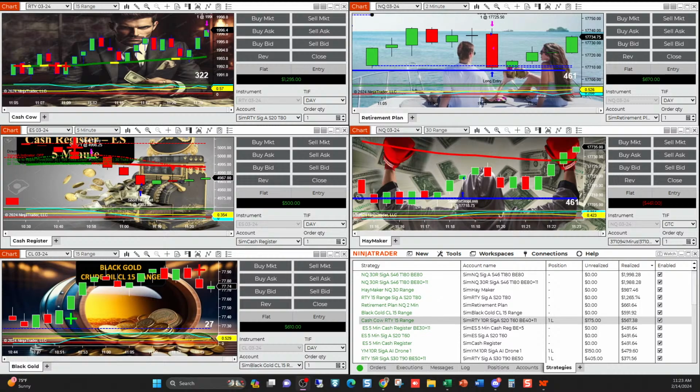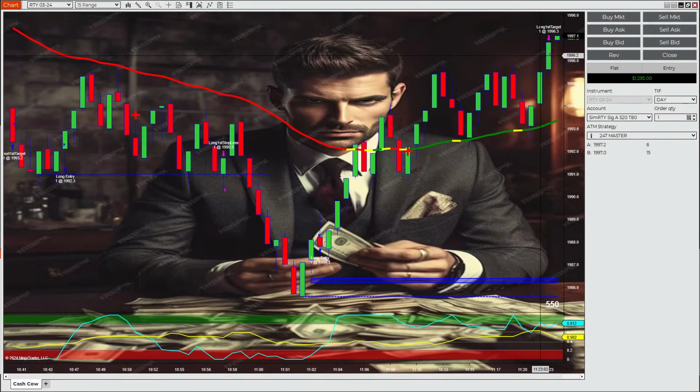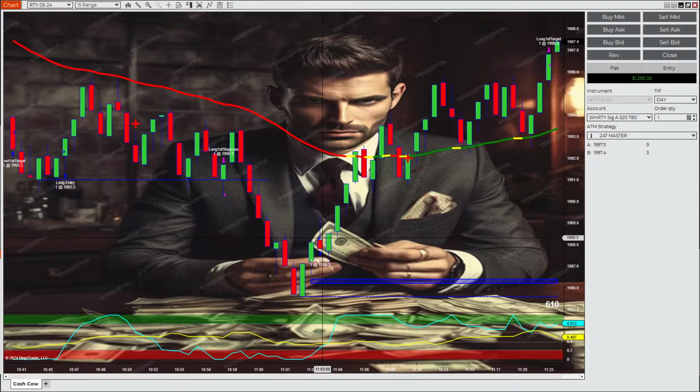Order filled. RTY got that one. Man, 1,300 bucks. Boom, took that long entry and man, rode it up. Look at that. So this is a signal A. Jumped off that momentum bounce right there. We got this one on enter on the same bar, so it jumped right in there.